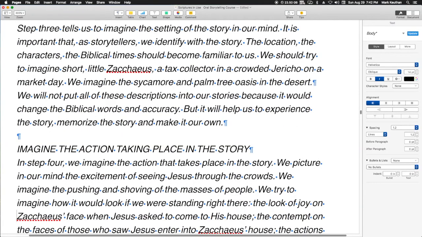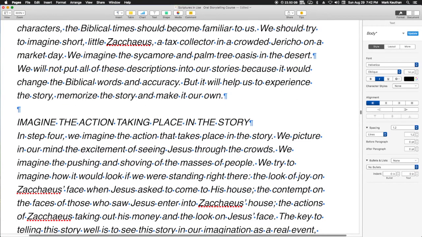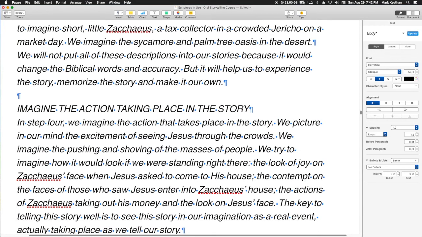All right, next step. This is actually step 4. Imagine the action taking place in the story. We picture in our mind the excitement of seeing Jesus through the crowds. We imagine the pushing and shoving of the masses of people. We try to imagine how it would look if we were standing right there. And that's what you want. You want to place yourself in the story so that you can describe it to your hearers, so that they can be there with you.